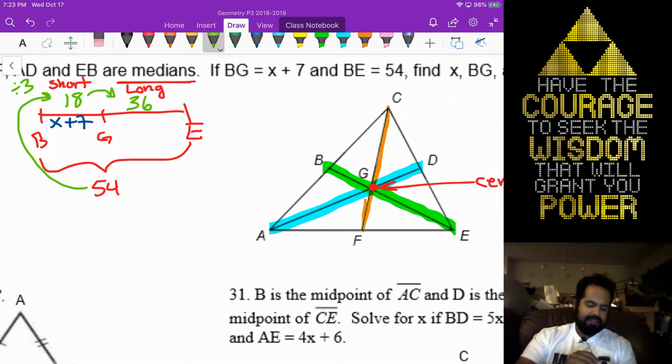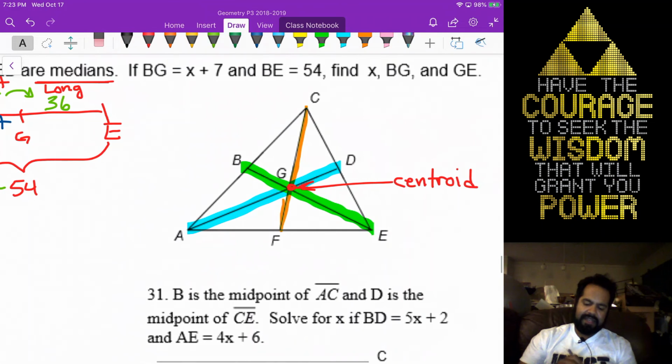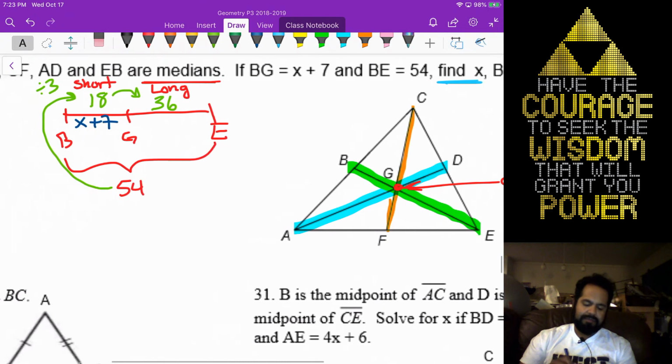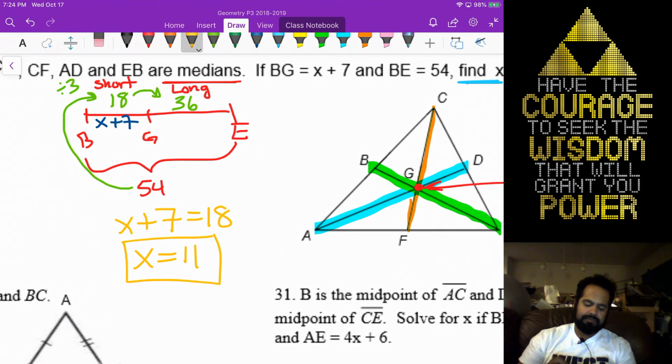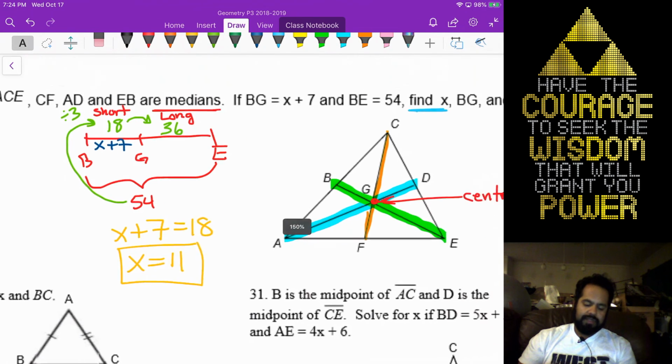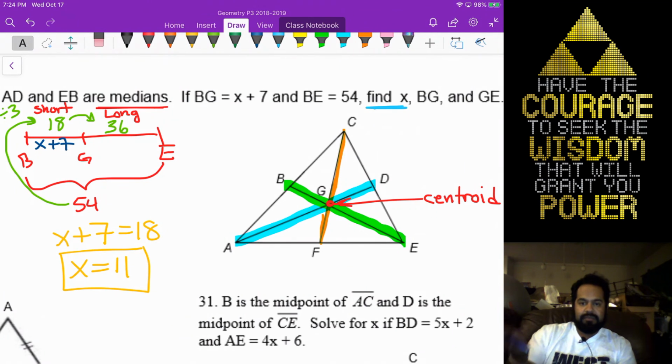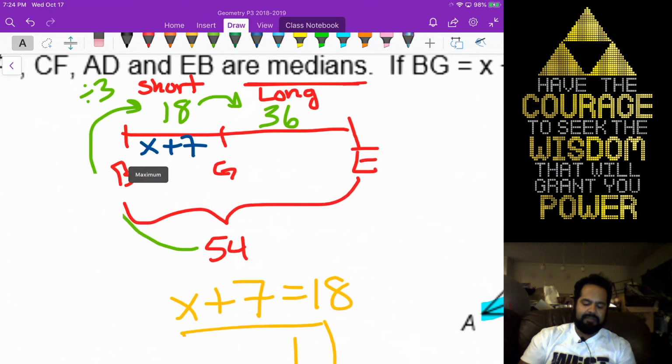All right. We still need to find x. But here's the nice thing. X plus 7 is equal to 18, because those parts are the same. So we're going to say x plus 7 equals 18. So then x is going to have to equal 11. Going back here, we found BG, because we kind of worked backwards. And then GE we found by doubling it.